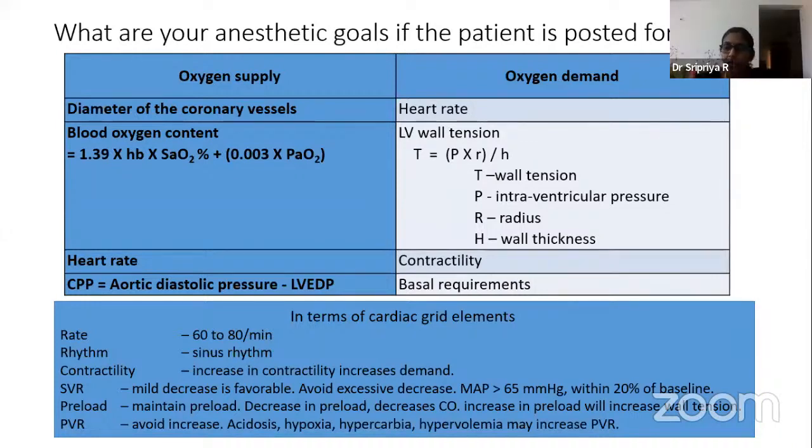A mild decrease is favorable because that will increase the forward flow, isn't it? Yes, that is okay, but avoid excessive decrease, because mean arterial pressure has to be maintained and the diastolic pressure has to be maintained. Okay, you got this in your mind clear? Preload, maintain it, and pulmonary vascular resistance, avoid an increase.